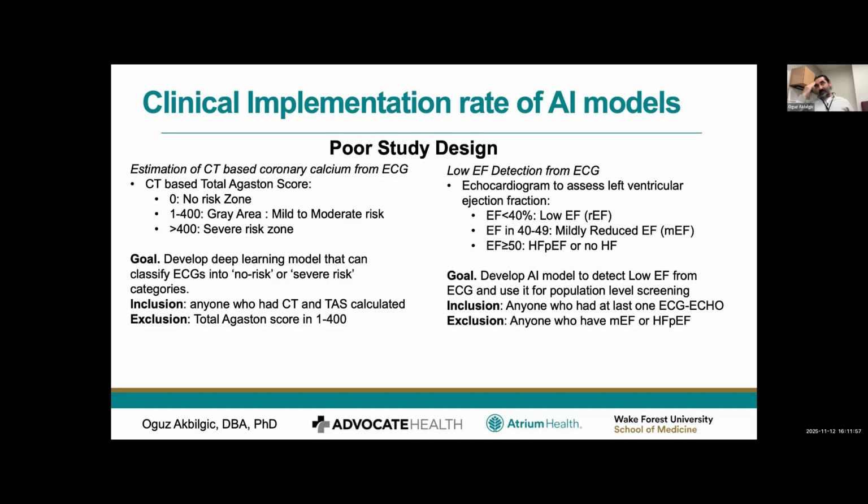And if I may give another similar example, let's say we are trying to develop an AI model that can detect low ejection fraction, which is a strong indicator of heart failure. If the left ventricle ejection fraction, calculated from an echocardiogram, is lower than 40, it is called low EF.